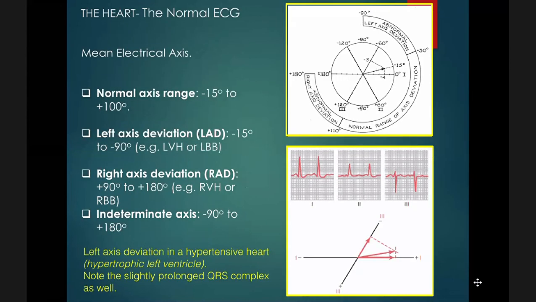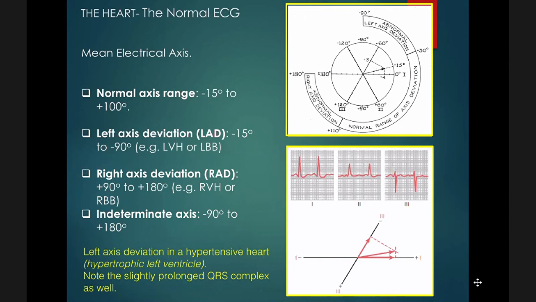Alright. So, nakakaabala tong mga annotation sa aking paningin. The normal axis is not 110, sorry, negative 15 to 100. And then left axis deviation is if the impulse is negative 15 to negative 90. So negative 15, I'm sorry, it's not 30. And then the right axis deviation is positive 90 naman. Let me just help you. Kasi in other books, it's 90. In other books, it's 110.